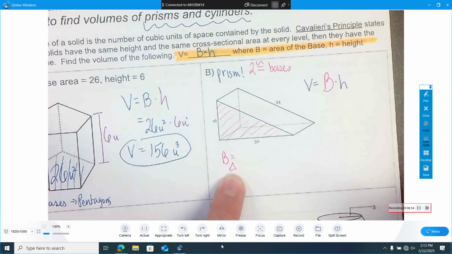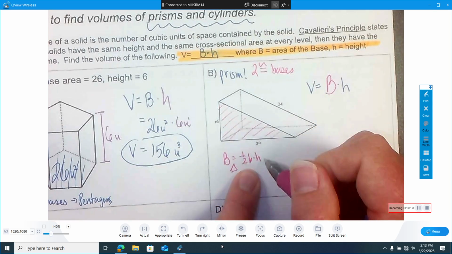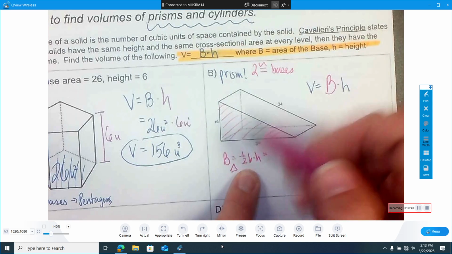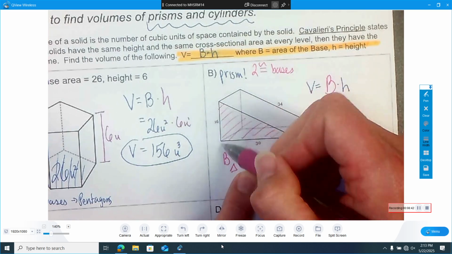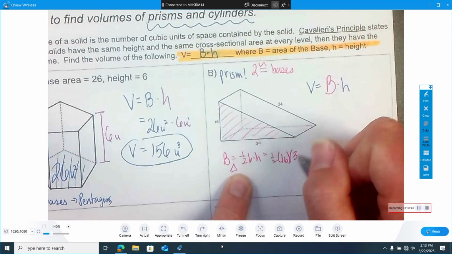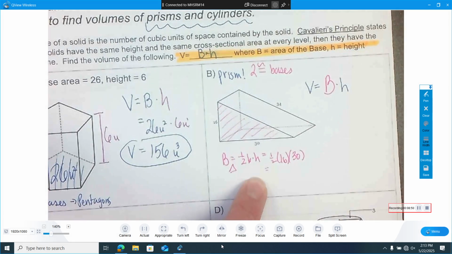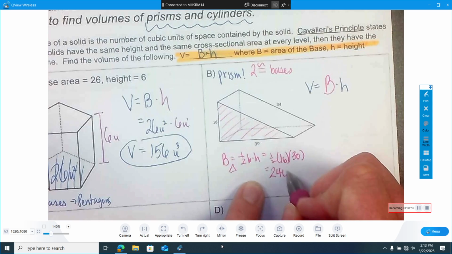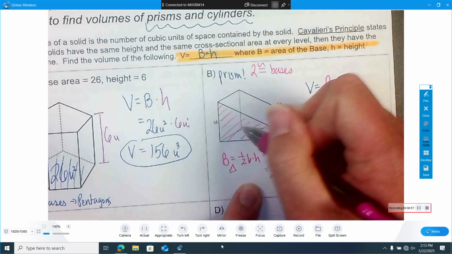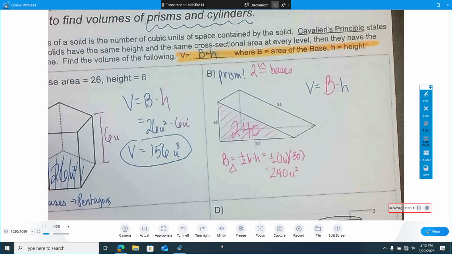What's the formula for area of a triangle? 1/2 base times height. So in this triangle, we're going to have 1/2 our 16 times a height of 30, or vice versa, it doesn't matter. Half of 16 is 8. 8 times 30 is 240 square units. So the area of this is 240 square units.